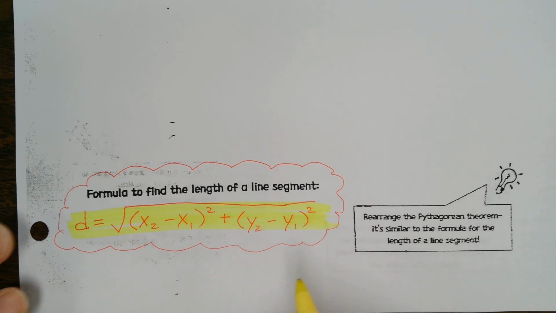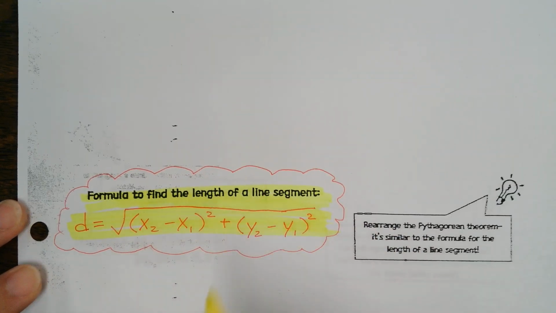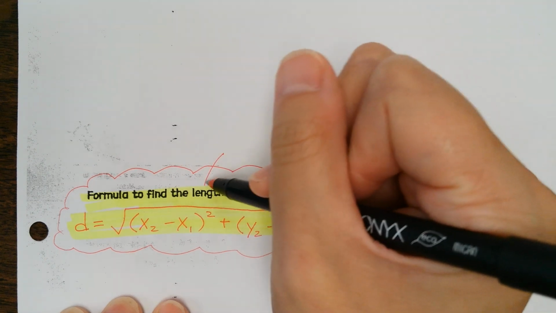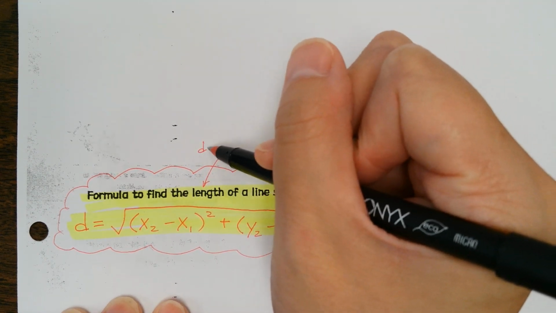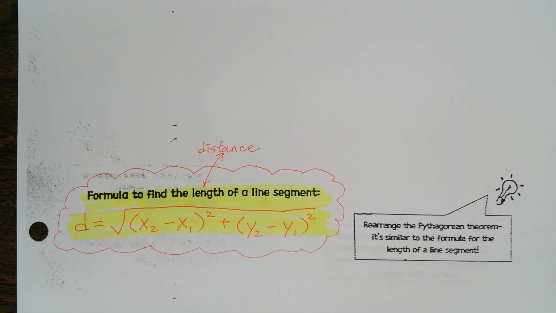Okay, so capital M stands for midpoint. Lowercase m stands for slope. What do you think D stands for? Distance. Yes. So another word for length is distance. Just to mess with you guys. So on a test, if it asks you for the distance, you should use the distance formula. If it asks you for the length, you should use the distance formula because they mean the same thing.